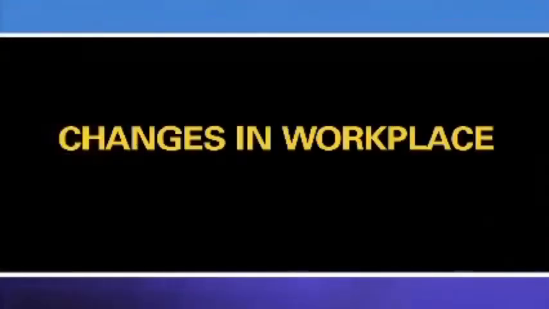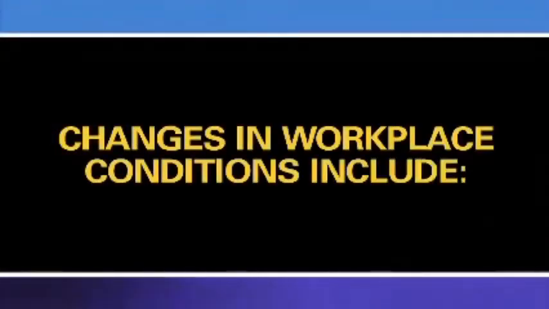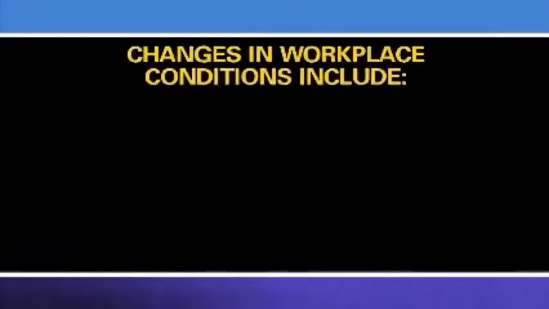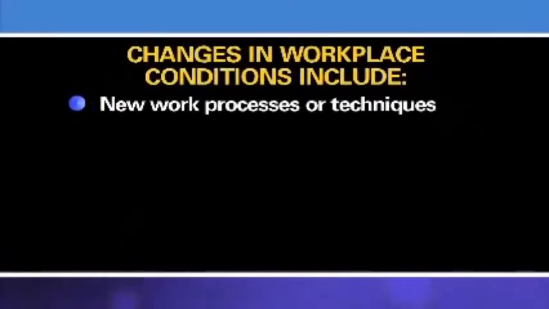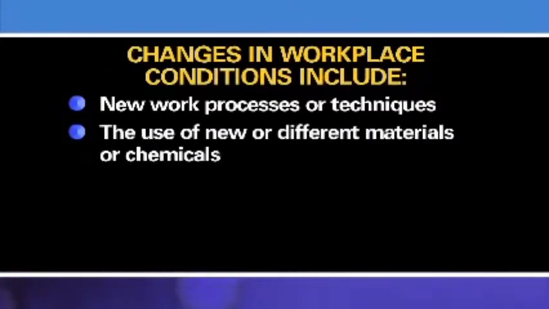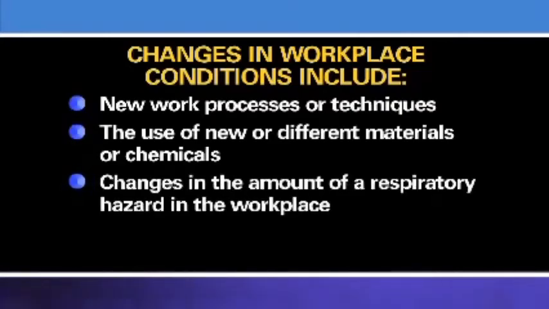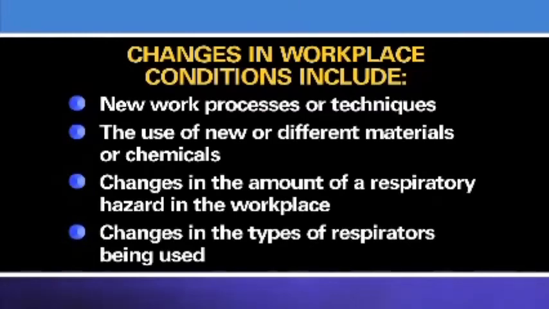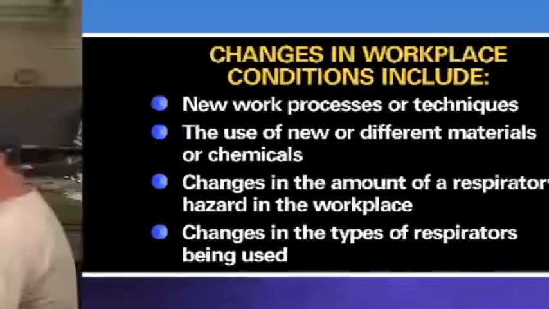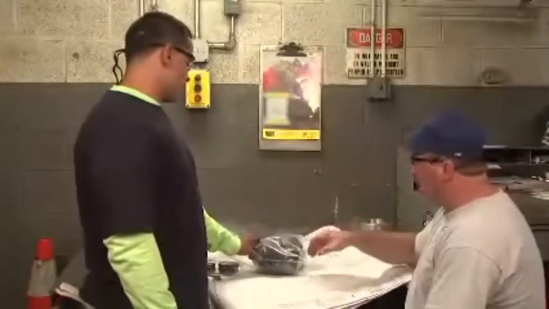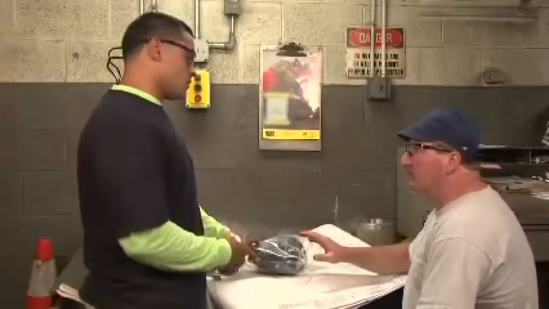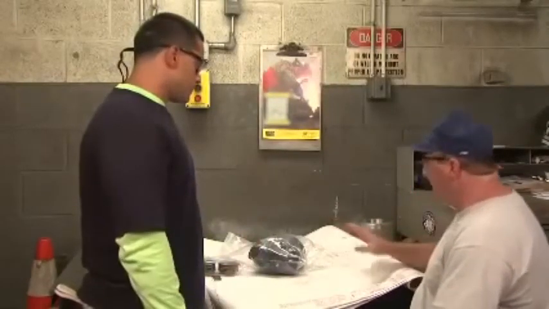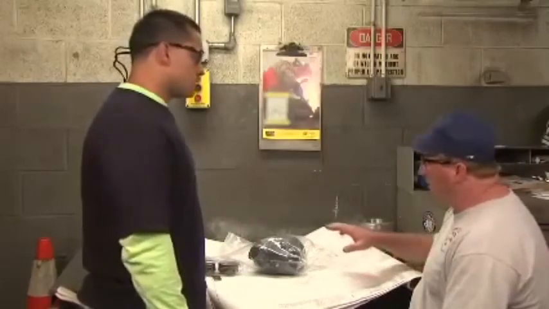For example, changes in workplace conditions related to respiratory hazards could include new work processes or techniques, such as installing a new electroplating line, the use of new or different materials or chemicals, changes in the amount of a respiratory hazard in the workplace, or changes in the types of respirators being used. Notify your supervisor if something changes in your workplace that conflicts with or may not be covered by your respirator training or established workplace policies or procedures.